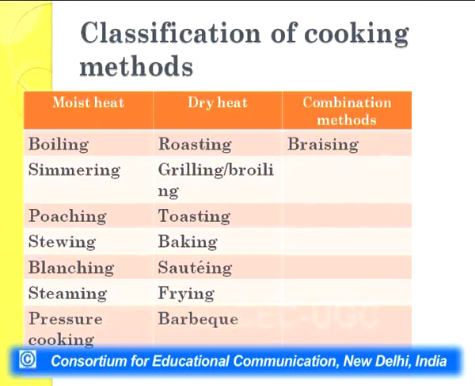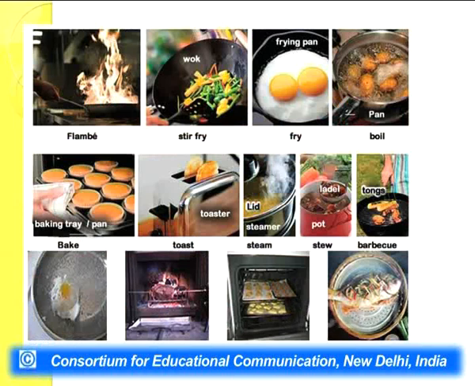Apart from that, traditional methods are also there, and people use different methods, but actually the basic methods are these, moist and dry heat methods. Here are a few pictures of different methods like shallow fry, deep fry, boiling, steaming, poaching, etc. I will discuss each method separately now.